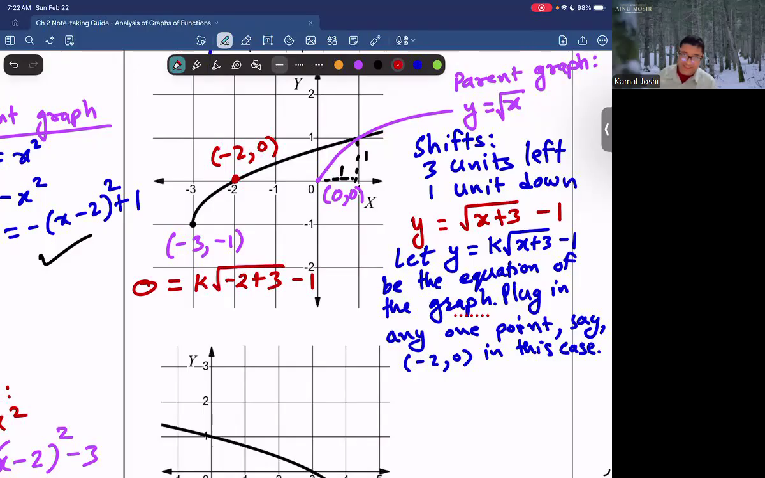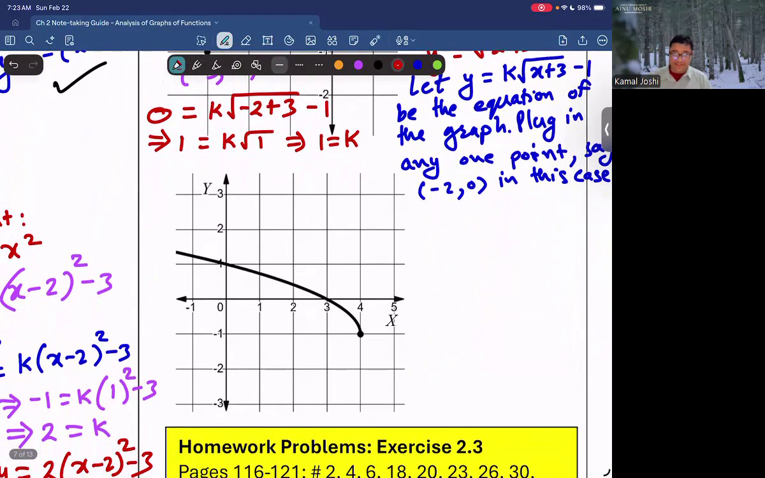Because there is no stretching, I'm expecting to get the value of k to be equal to 1. Okay, I bring the minus 1 from the right to the left, it will become plus 1 equals k times under root minus 2 plus 3 is 1, right, under root 1. So you can see very clearly you get 1 equal to k, which proves that there is no stretching or scaling from the original graph.